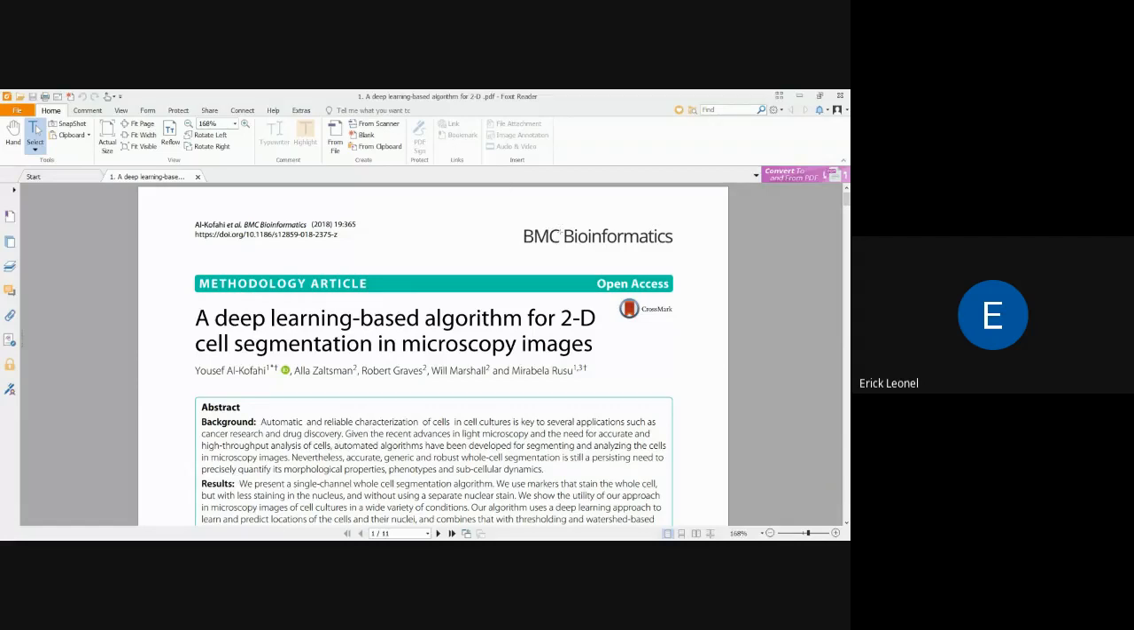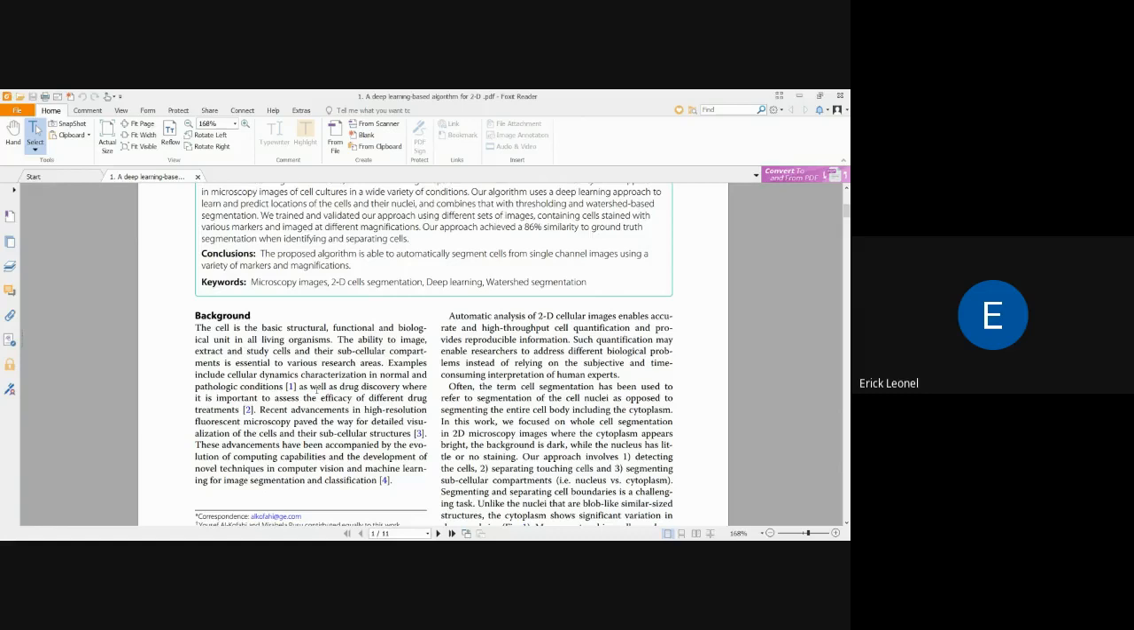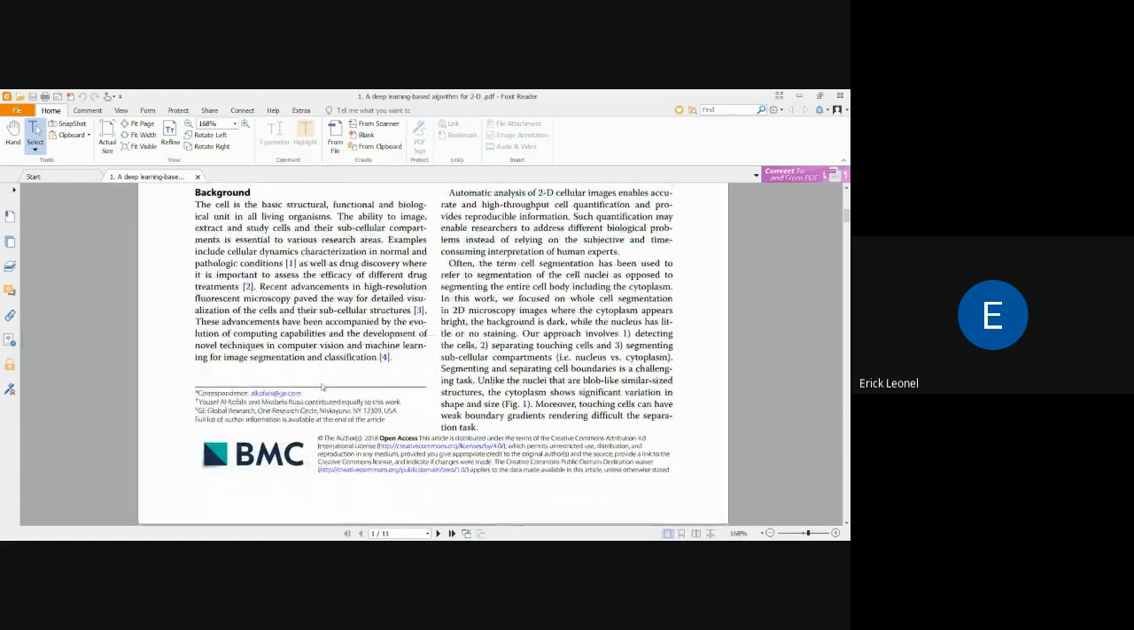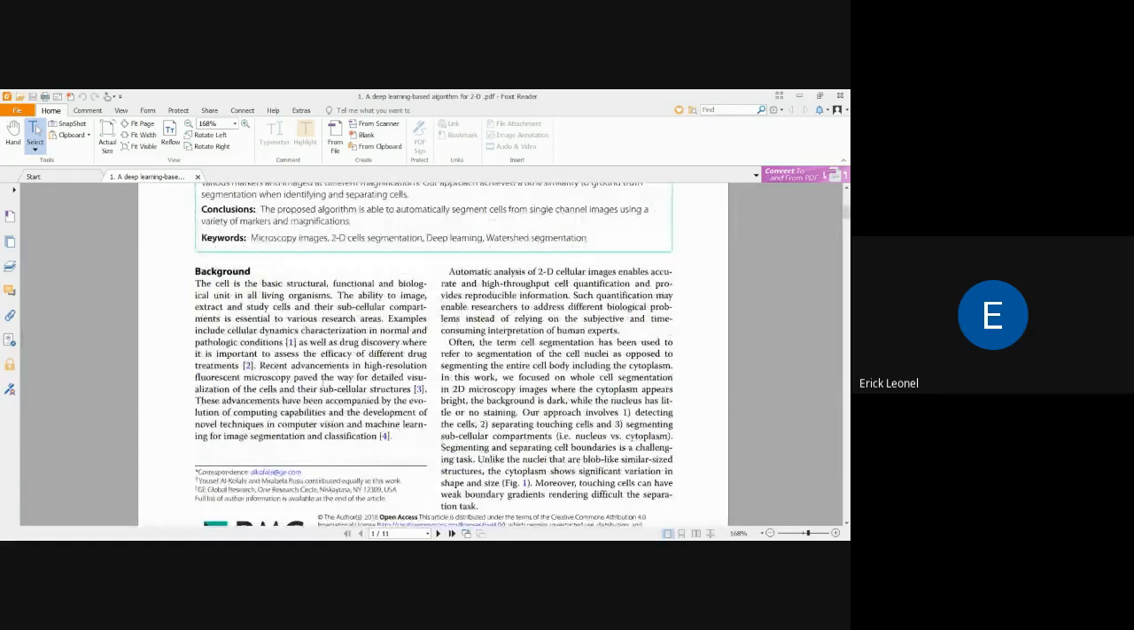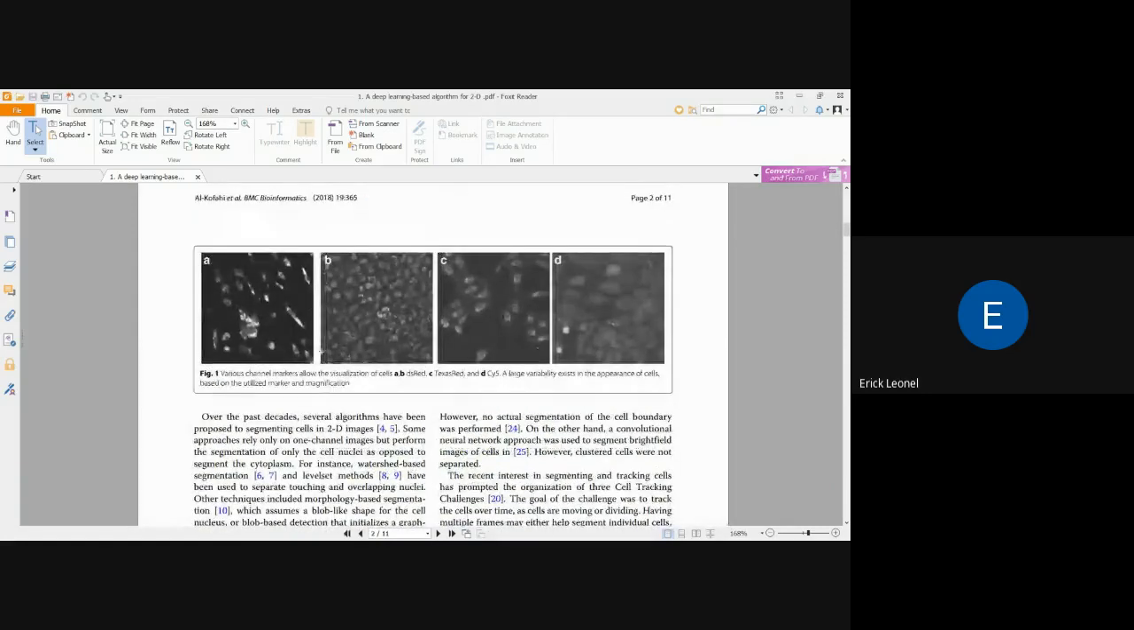Good morning, everyone. Today, I'm going to inform you about a deep learning-based algorithm for 2D cell segmentation in microscopy images. This paper focuses on whole cell segmentation, where the cytoplasm appears bright, the background is dark, while the nucleus has no staining. In addition, the learning approach was used to learn and predict the location of the cells and their nuclei. For example, figure one provides information about five sample cell images that show the variability in the appearance of the stains with the cytoplasms. Unlike the nuclei, the cytoplasms show significant variation in shape and size, as you can see here.